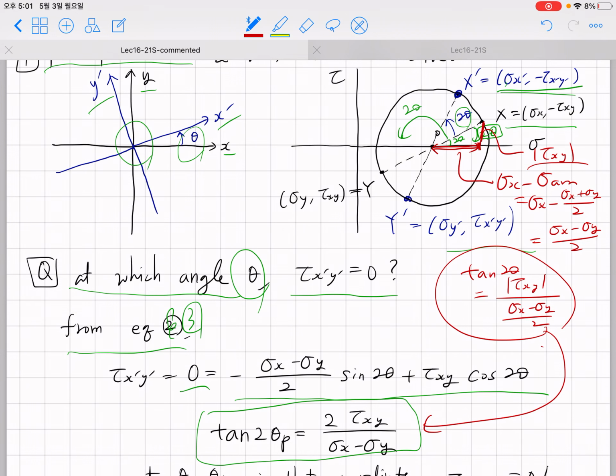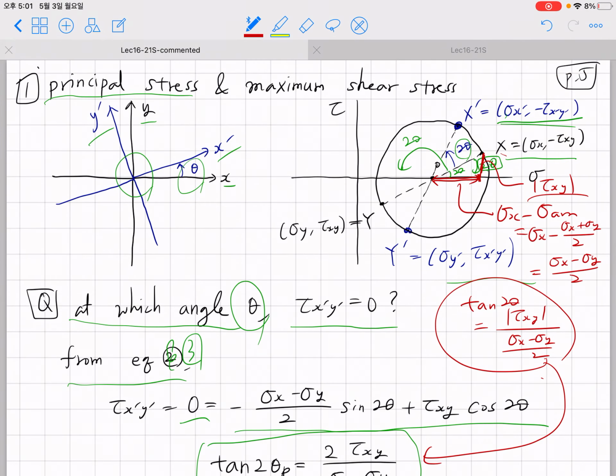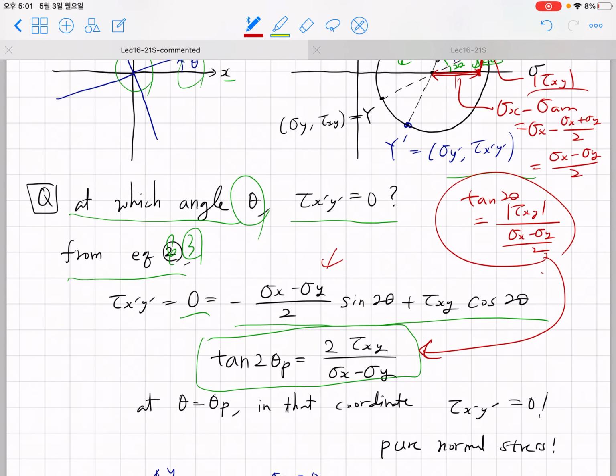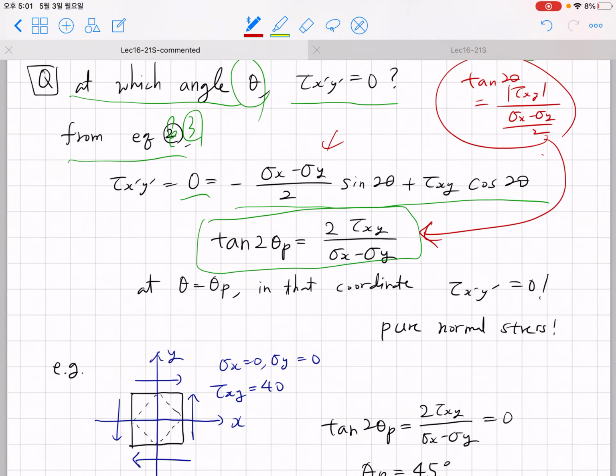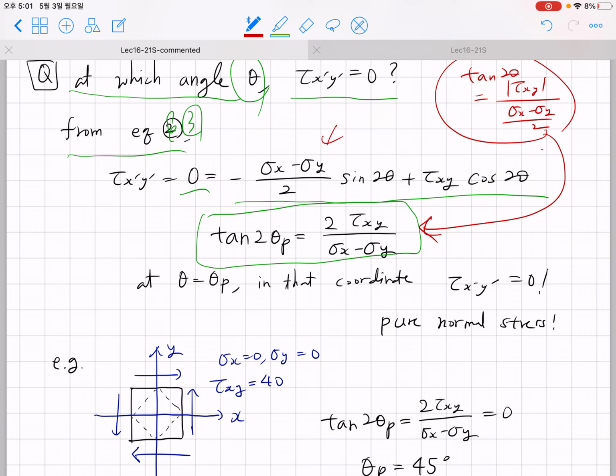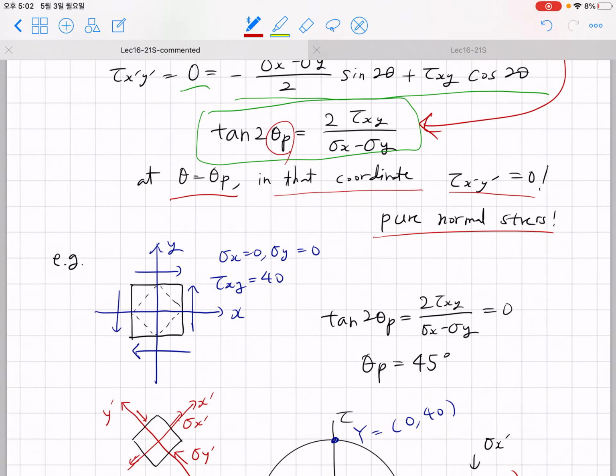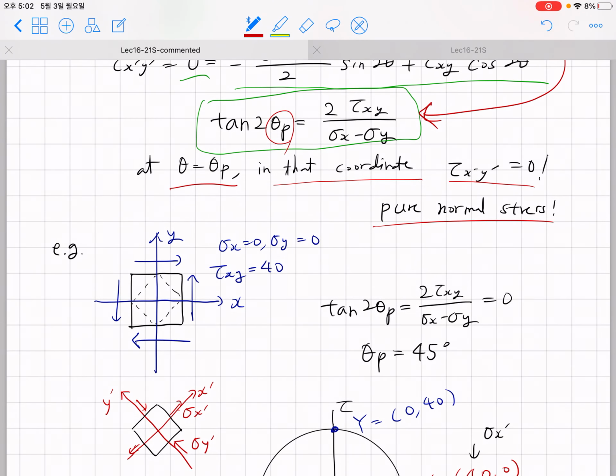Okay, of course, you have to be careful about the sign, because the x represents minus tau xy. Other than that, you can either use a Mohr circle, or you can use this equation to obtain the angle to find the principal axis. So what you can realize is that p represents the principal axis at theta equals theta p. In that coordinate system, tau x prime y prime will be 0, and it means a pure normal stress state.